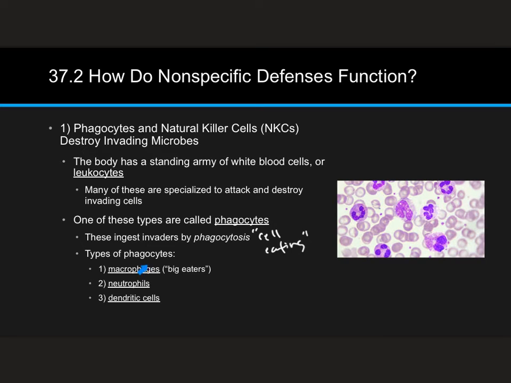We have 3 types of phagocytes. We have macrophages, neutrophils, and dendritic cells. So there's going to be a lot of umbrella categories here. You have leukocytes. Underneath that, we have phagocytes. Underneath phagocytes, we have macrophages, neutrophils, and dendritic cells. And then we'll also have a separate category for natural killer cells in a minute.